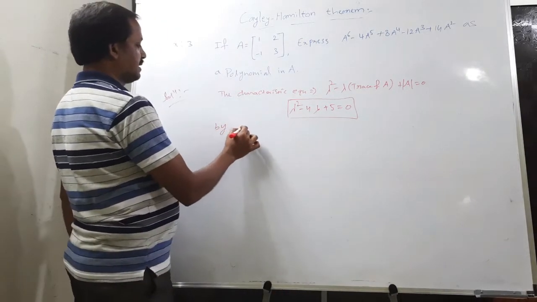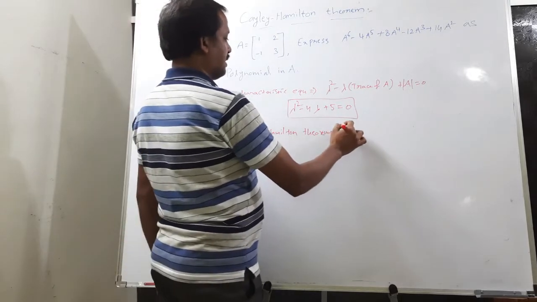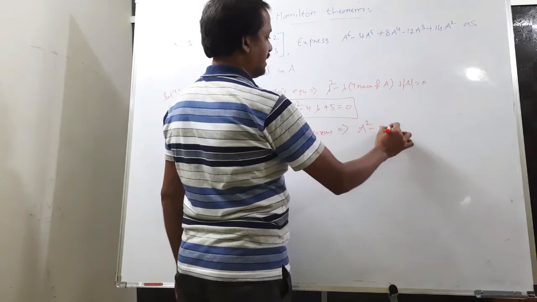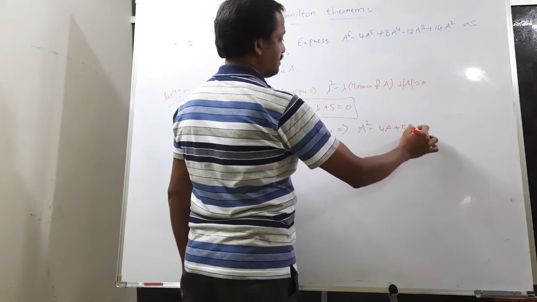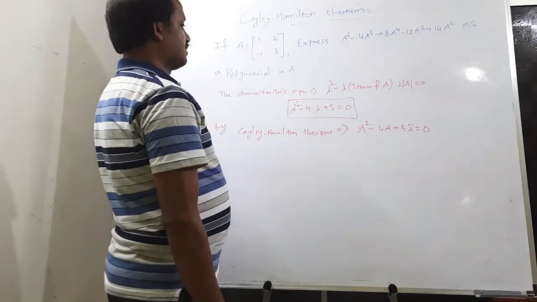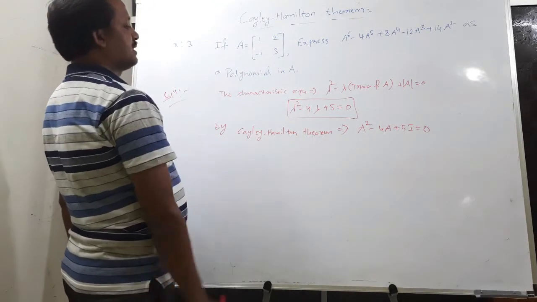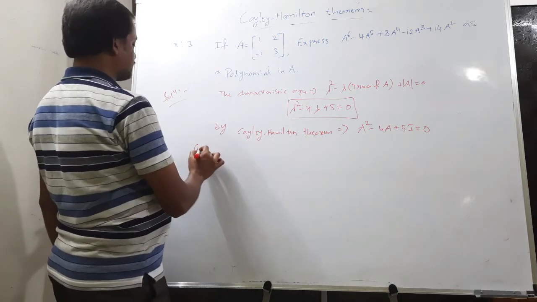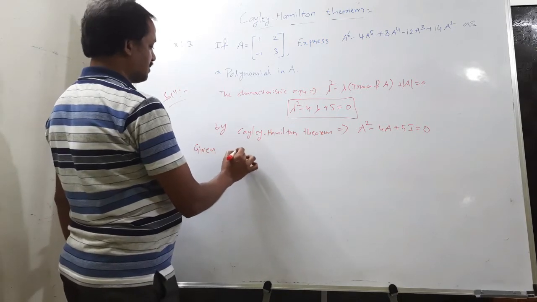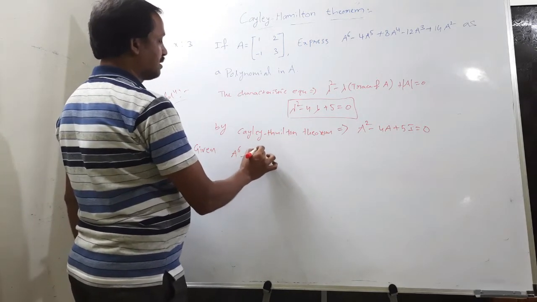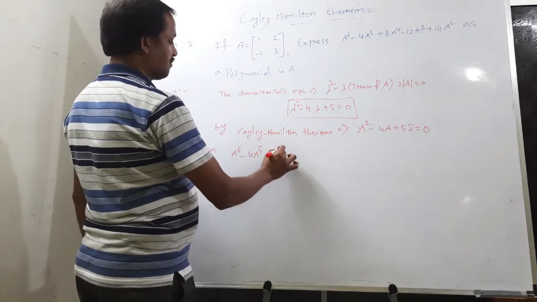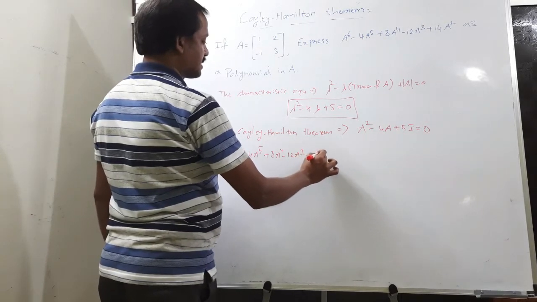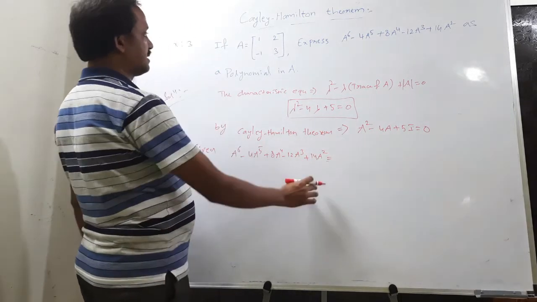By Cayley-Hamilton theorem, we know that every square matrix satisfies its own characteristic equation. So it satisfies A square minus 4A plus 5I as 0, where 0 means the zero matrix. So from the given quantity, we need to reduce it to a polynomial of A. The given expression is A power 6 minus 4A power 5 plus 8A power 4 minus 12A cube plus 14A square, and we need to express it in terms of A only.